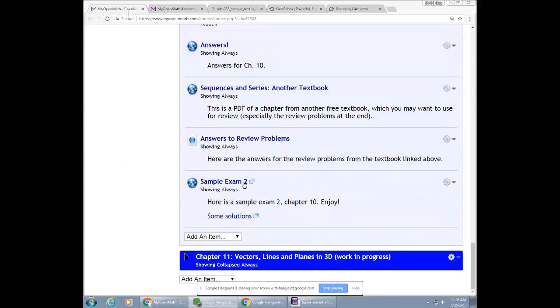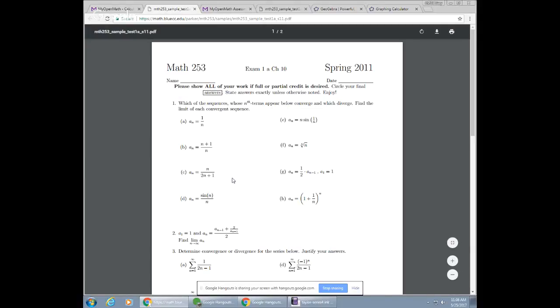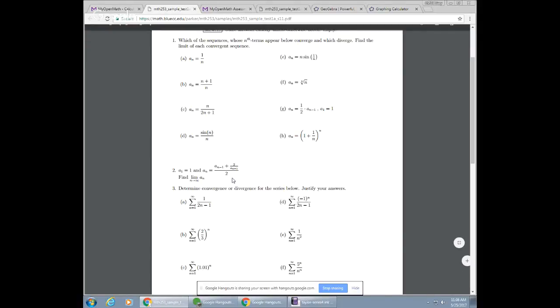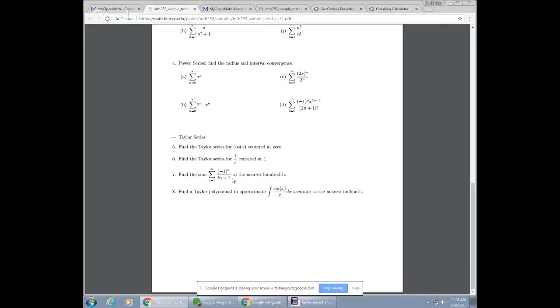All right, so we're going to take a look at a sample problem here. It's the last problem. I want to find a Taylor polynomial to approximate the sine of x over x accurate to the nearest millionth. So we're going to give that a shot.